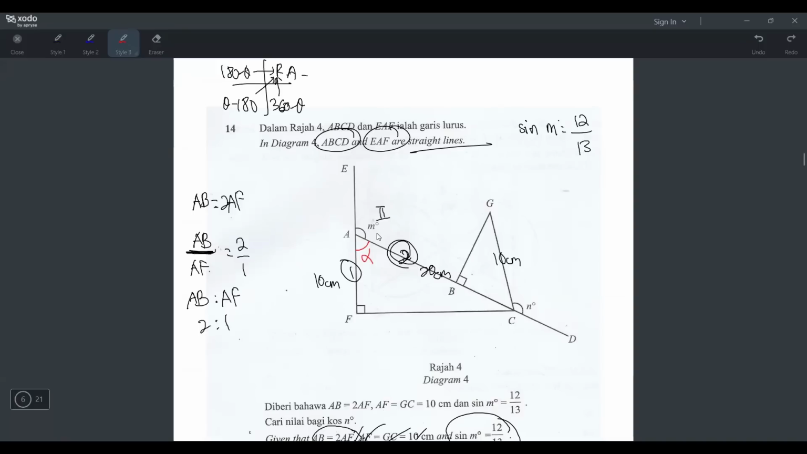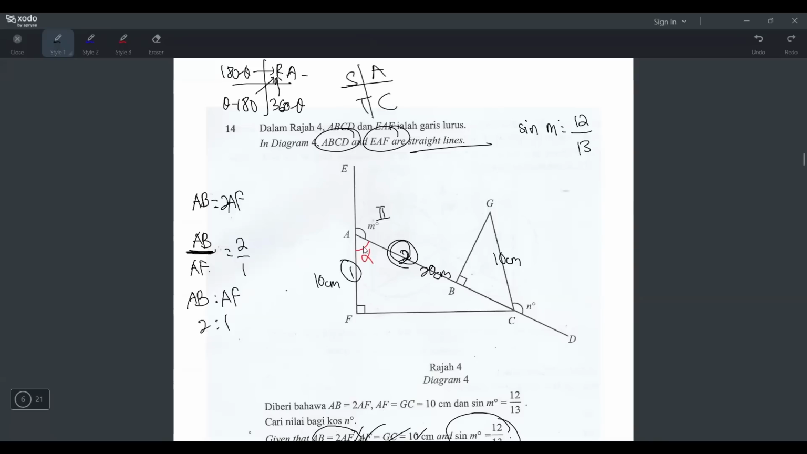That means sine m and sine alpha will give you the same answer. Cos m and cos alpha will give you the same answer. Tangent m and tangent alpha will give you the same answer. But the positive negative would be different, but the value would be exactly the same. This is what it means by reference angle. Reference angle and the actual angle will give you the same answer when you do sin cos tan. Only the positive negative is not the same, right? The positive negative you have to check the quadrant, add sugar to coffee, like that.